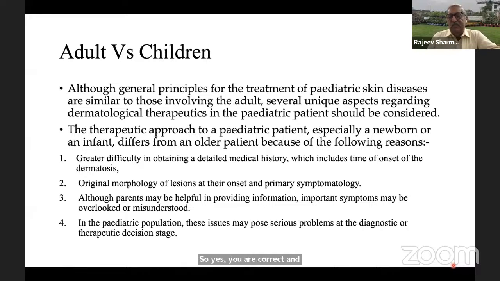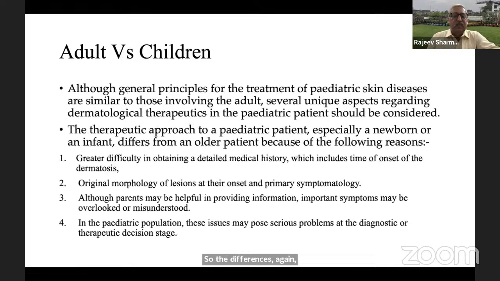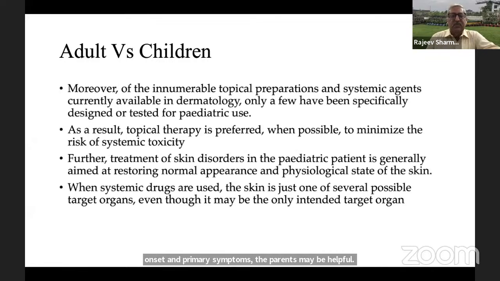The parents may be helpful in providing us the information, but often they overlook what the real problem is. And then there is always an issue of doing investigations in small children. You are better versed with what you can do and what you cannot do. So that also one should keep in mind, what we can really investigate and what we cannot. So the difference is, again, the morphology and the onset and primary symptomatology. The parents may be helpful. And it is an issue. It becomes an issue even when we look at other things.